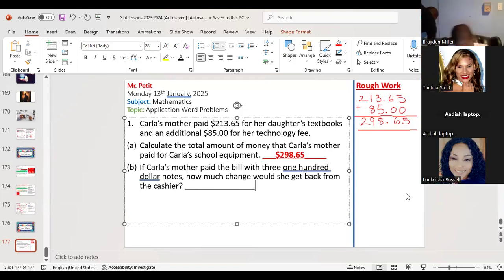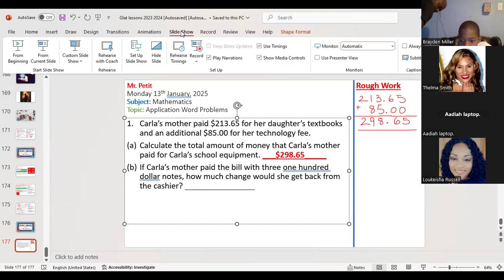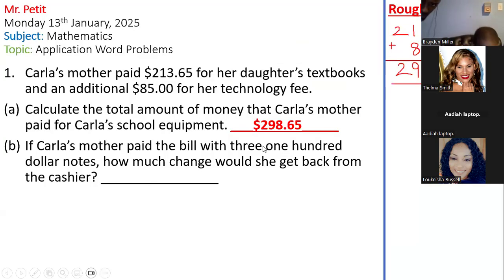Carla's mother paid the bill with 3 $100 notes. How much change would she get back from the cashier? Very good. So, Brayden, how are we gonna get this? She paid the bill with three $100 notes. How much change would she get back from the cashier? What are we gonna do?